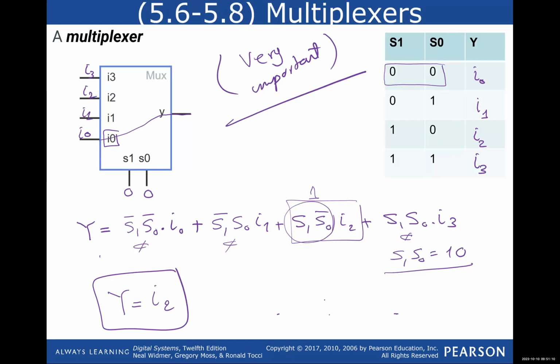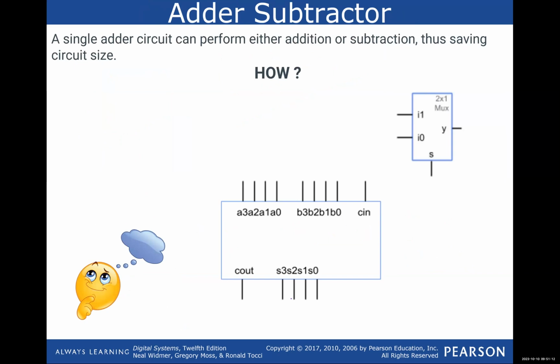Okay. So now you have everything you need. I want to now create an adder subtractor. I don't want to make two individual circuits. It's going to cost me a lot of money as a company. I want to save money. So I'm going to give you a full adder here. You can add multiplexers if you want. You can add inverters if you want. Choose your C input to do whatever you want. Think of how I can create an adder subtractor out of this circuit.